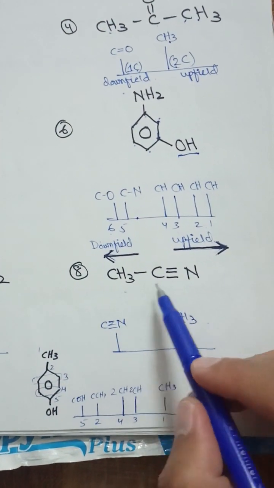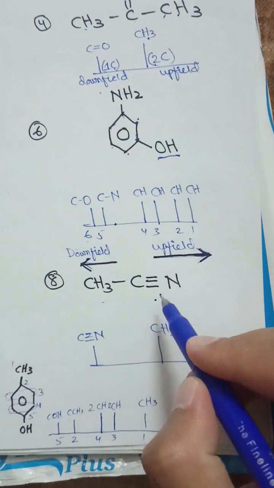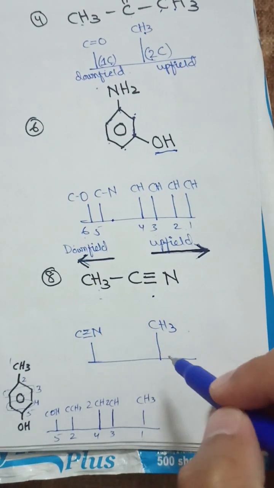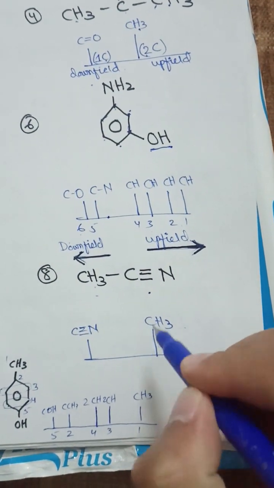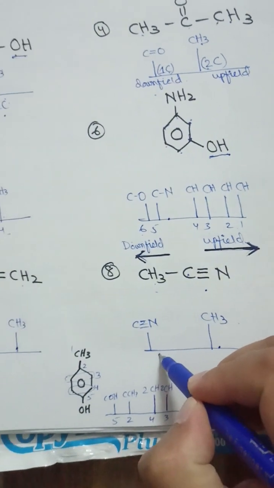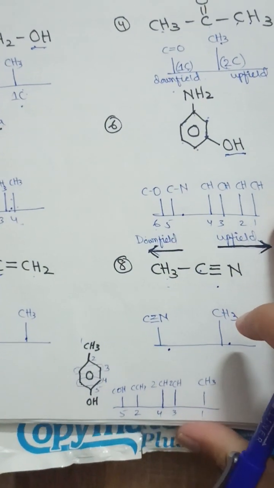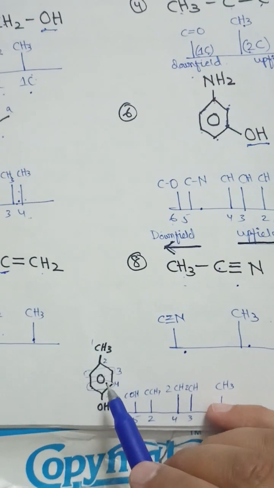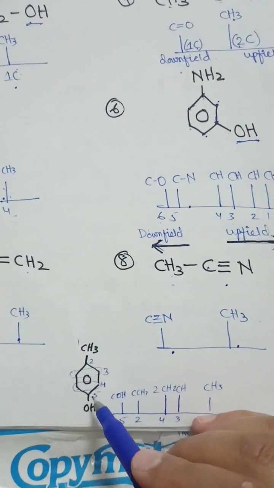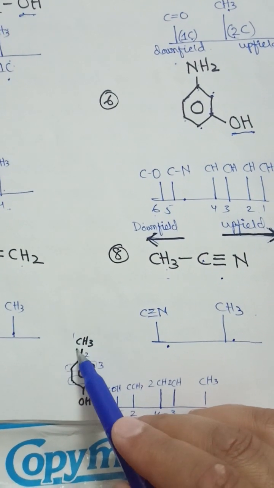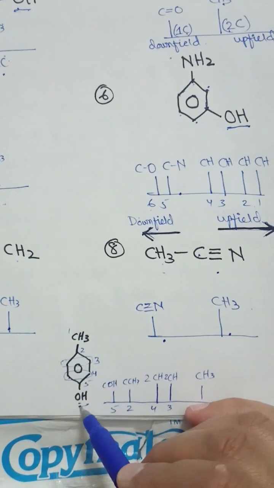Similarly, we have the nitrile group. In this case we have two peaks: one for CH3 and the other for the carbon which is attached to the nitrogen. And here we have a benzene ring with a methyl group and a hydroxyl group.